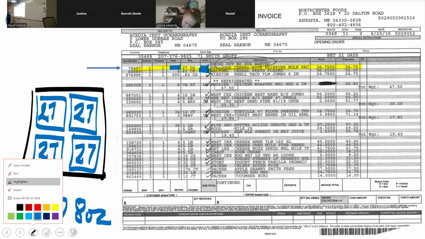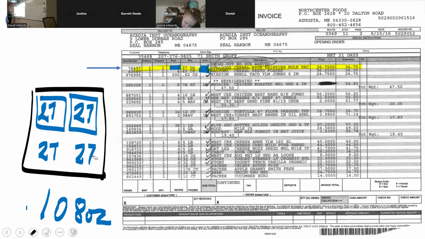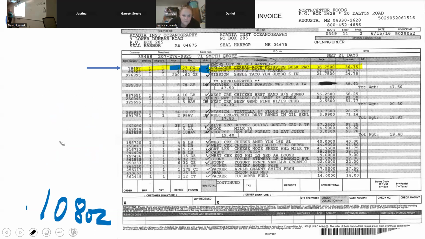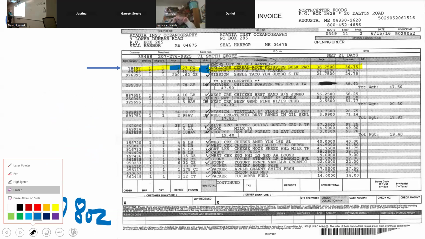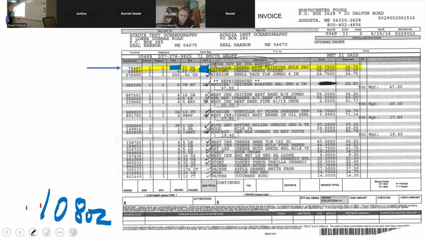So if I have a recipe that is calling for 10 ounces of Rice Krispies, okay, how do I know how much those 10 ounces cost? Because I buy 108 ounces, okay? So let's work on this together.